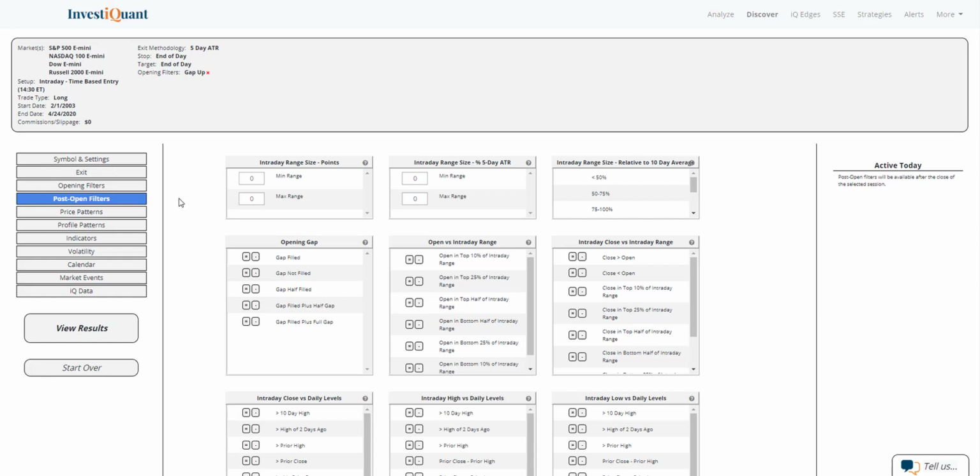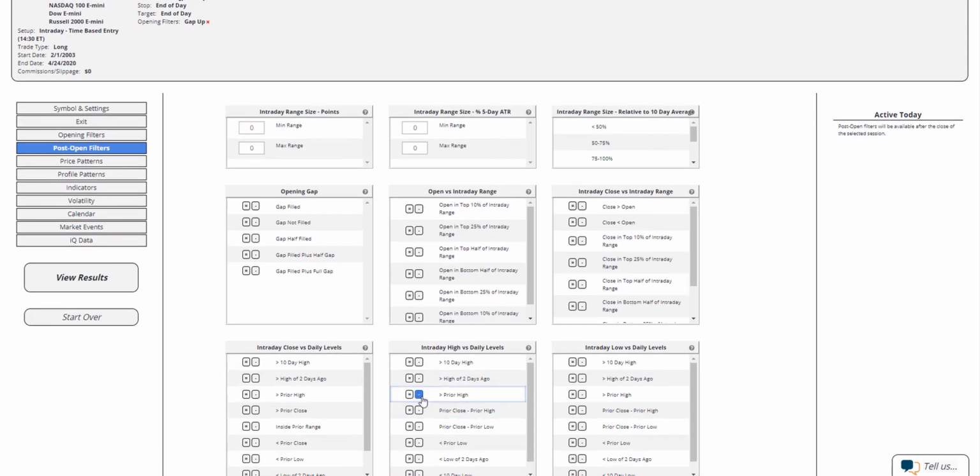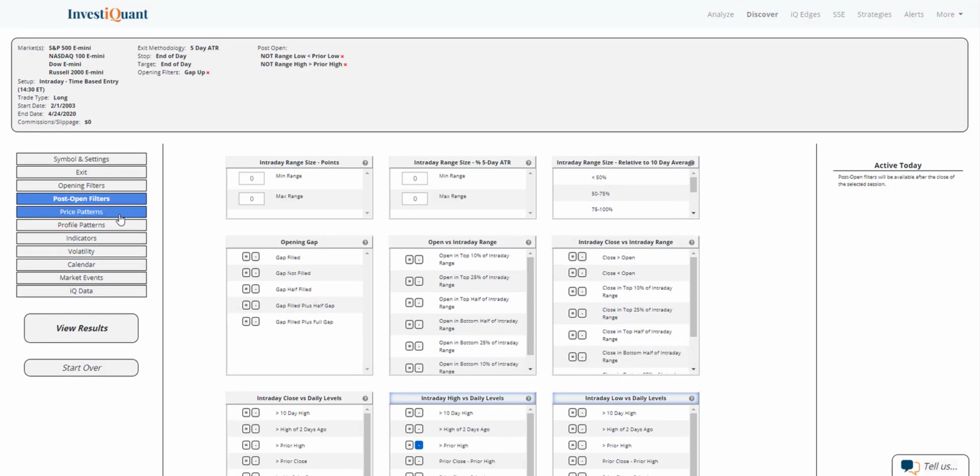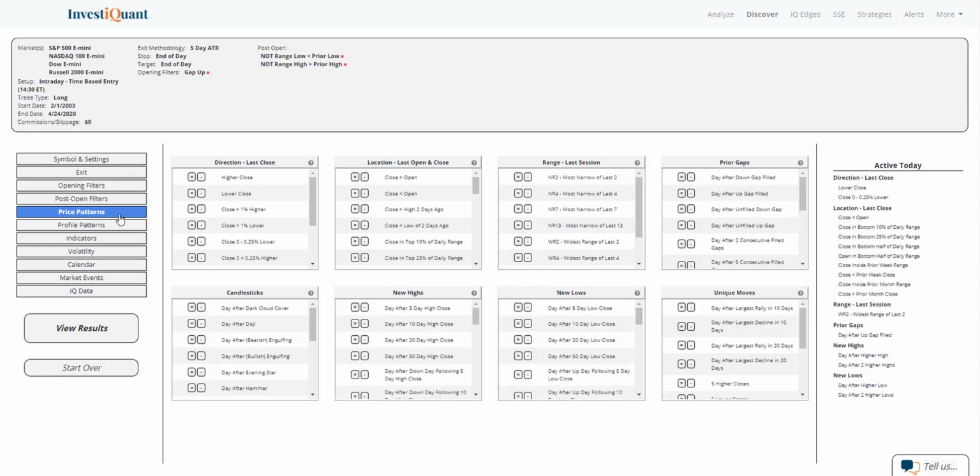To do that, I just need to come in here and say that the intraday high is not greater than the prior day high, and the intraday low is not less than the prior day low. And then I'm going to come back into price patterns to add a little bit of context around yesterday's action. This morning we used closing in the bottom 10% of the daily range. I'm going to use close in the bottom 25% of the daily range for this one, just because that does add samples. And I looked at this earlier, and there's not a big difference between the closing in the bottom 10 versus closing in the bottom 25 on the test I'm about to show you.